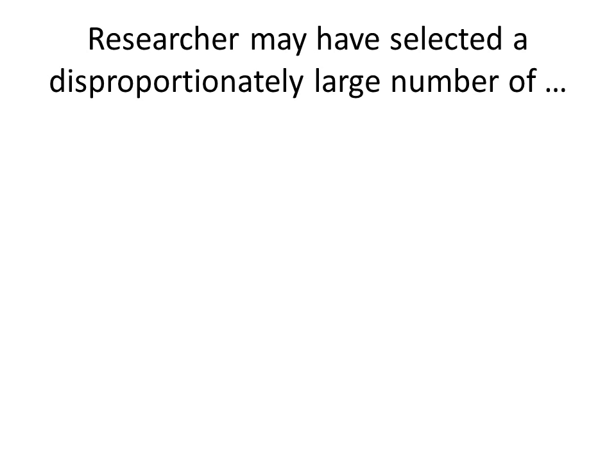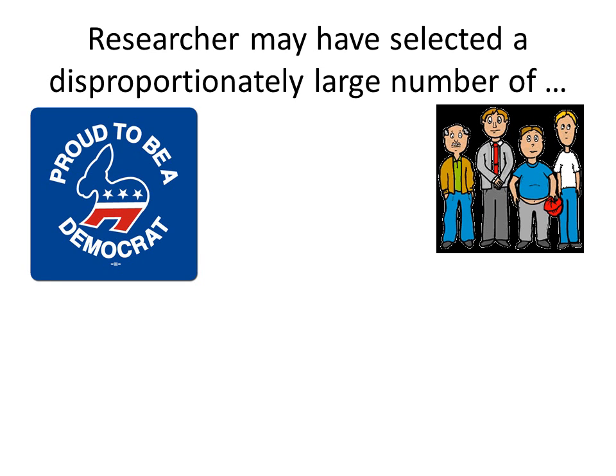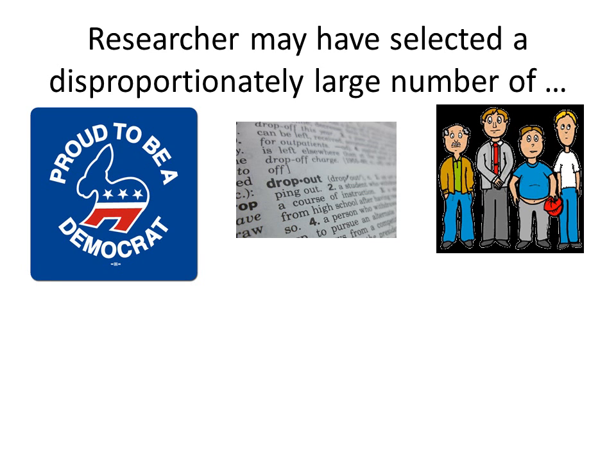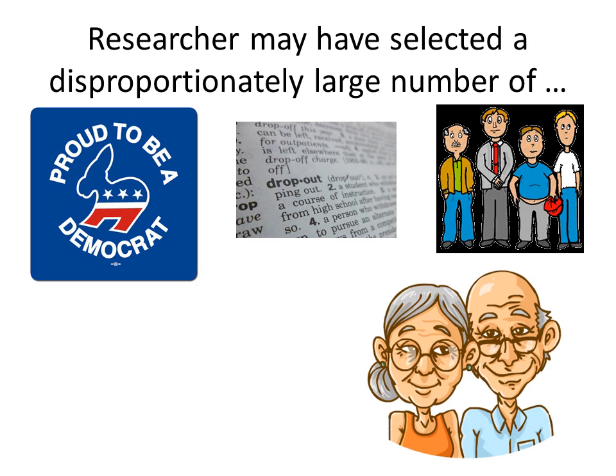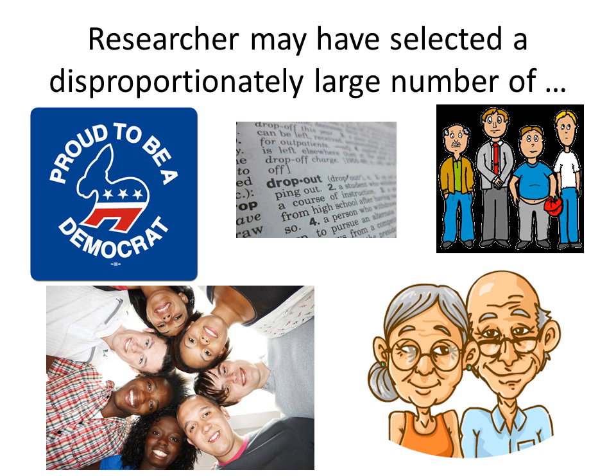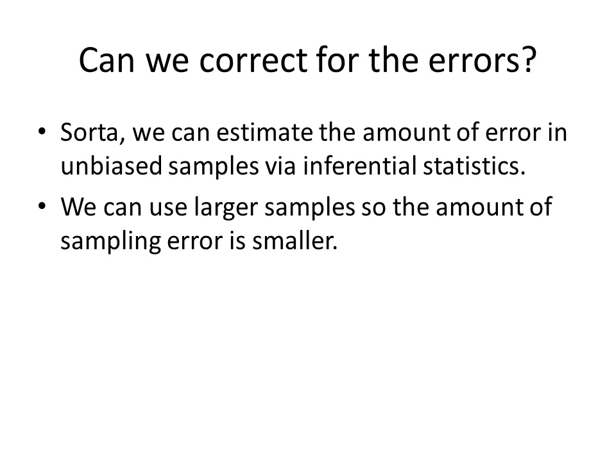Well, the researcher may have selected a disproportionately large number of Democrats, of males, of dropouts, of old people, or of college students. A sampling error could then make the sample unrepresentative and may lead to incorrect results. Can we correct for the errors? Well, sort of. We can estimate the amount of error in unbiased samples via inferential statistics. We can also use larger samples, so the amount of sampling error is smaller.